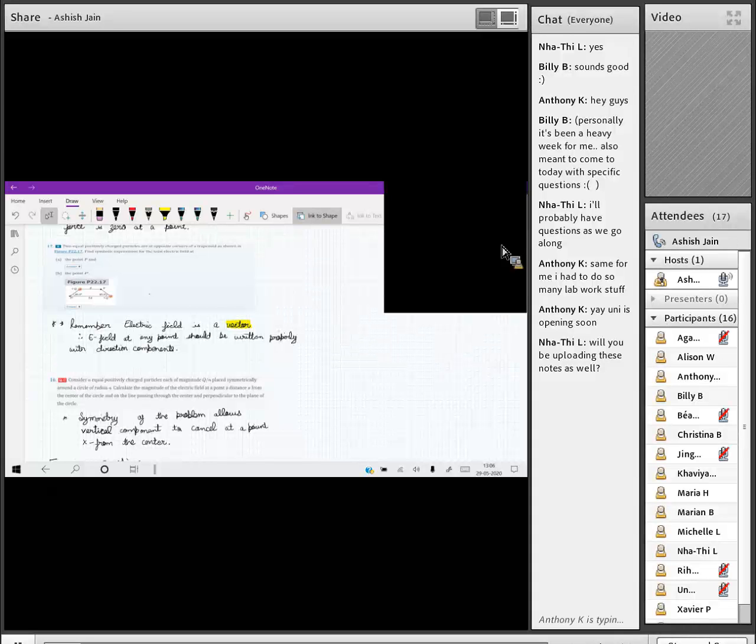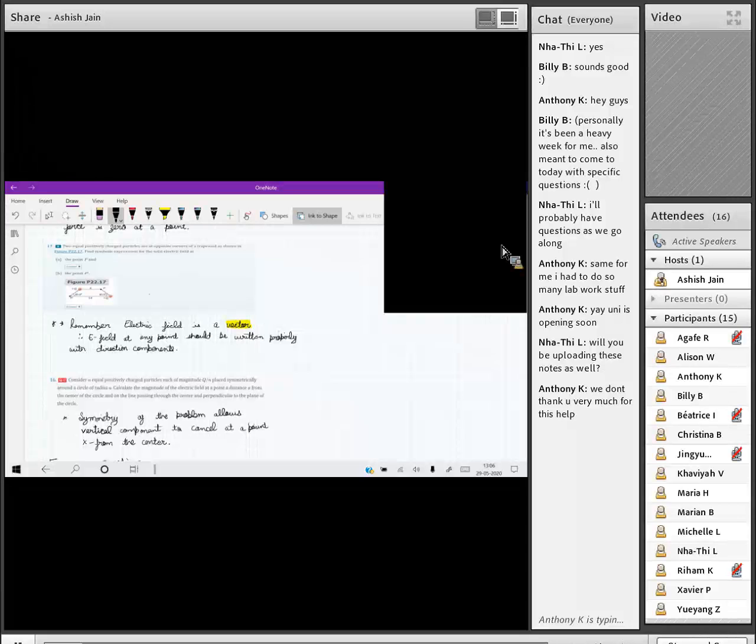Moving on to the third question. Here we have a parallelogram in which charges are given at two corners, Q, that is corner A and corner B. I'll name them as A and B.